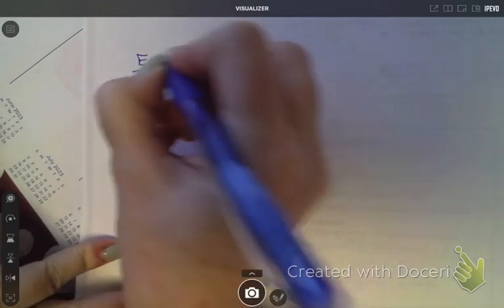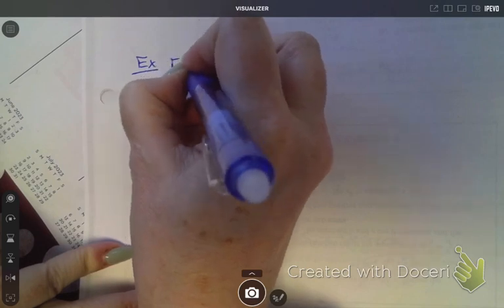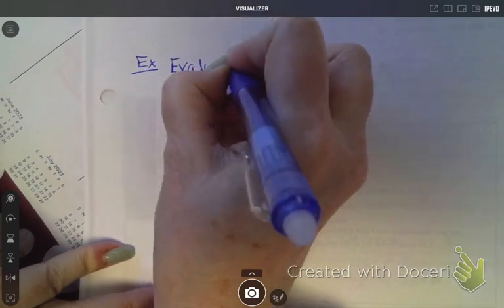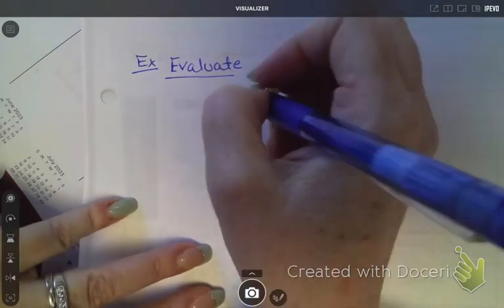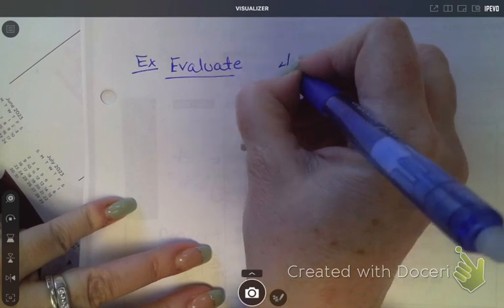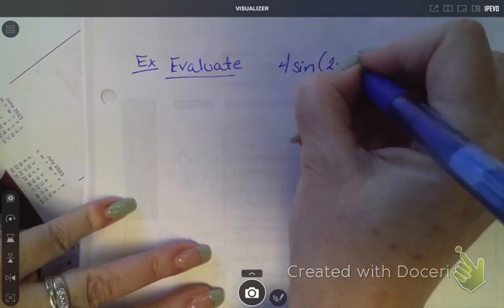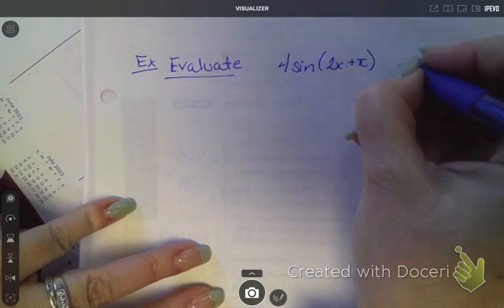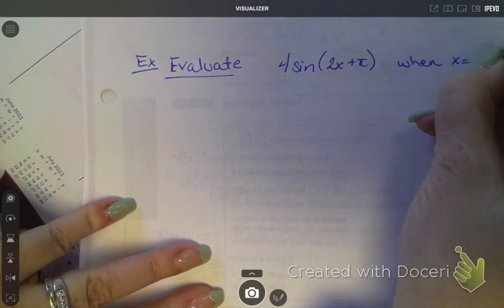Another problem you will be asked to do is this: evaluate. So you have find and evaluate. Those are words that mean just do it. So it says 4 sine of 2x plus pi when x equals pi over 6.